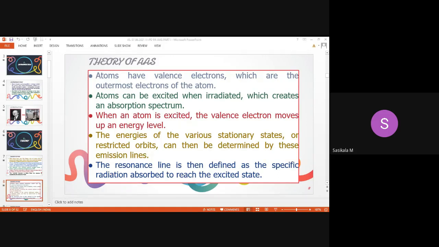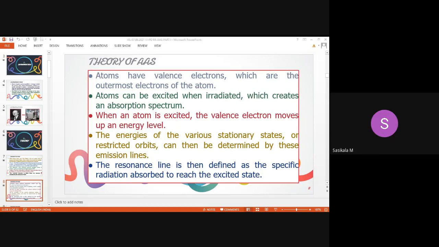What type of atoms are analyzed? Can you say? What type of atoms are analyzed by atomic absorption? We are not going to analyze all the atoms. It cannot be applicable for all types of atoms. What are the specific atoms analyzed by atomic absorption? You can only say. Yeah, Jackson, you also can give answers.